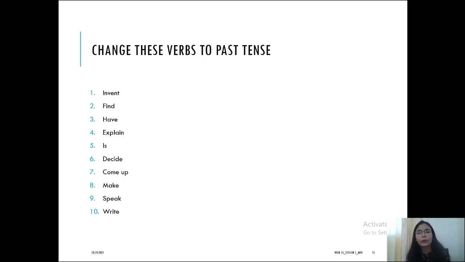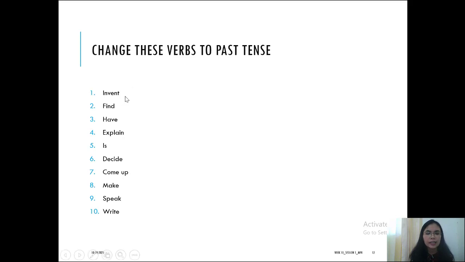Alright, so for a quick exercise for past tense verbs, I think this one is quite simple, because you have already learned English since, I don't know, maybe junior high school or senior high school. So probably many of you will be familiar with changing the verbs into past tense. Okay, so these verbs are in present tense.